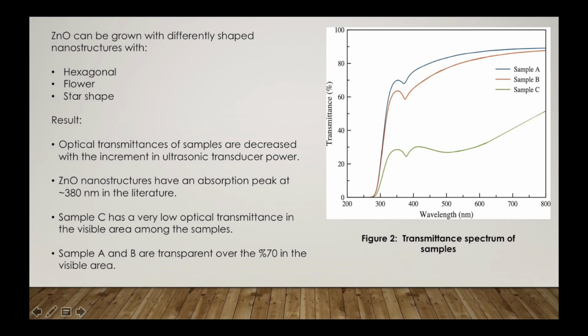The reduction of the transmittance of sample C might be explained by the strong scattering of the light from the surface due to the rough surface and the increased thickness of the sample, and thus a lower ultrasonic transducer power from 9 volt can be used for better transparent zinc oxide nanostructures. It is shown that the transmittance of sample C has decreased near 500 nanometer wavelength, known as the green emission, because of the recombination of electrons with holes in ionized oxygen that we can see in the sample.